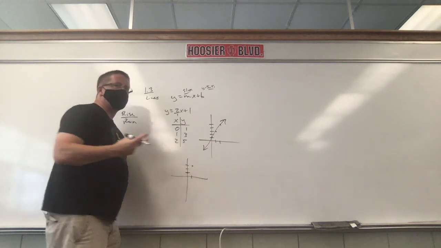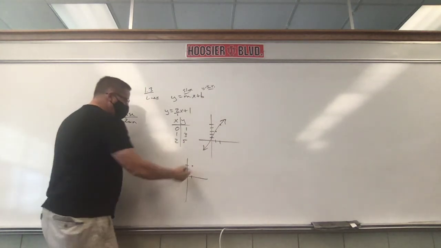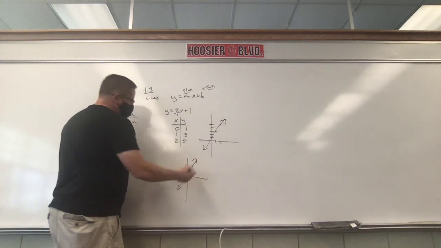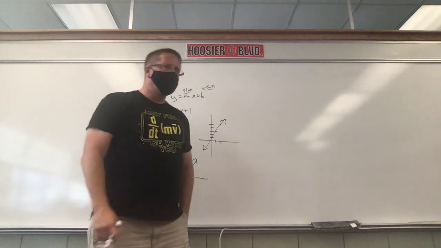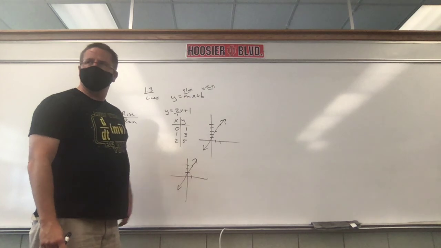You only need 2 points for a line. I plotted 3 over here. You only need 2. And this is the exact same line. Same line. Does that look familiar, doing it this shortcut way? Have you guys done that before? The rise and run? Yeah, okay.